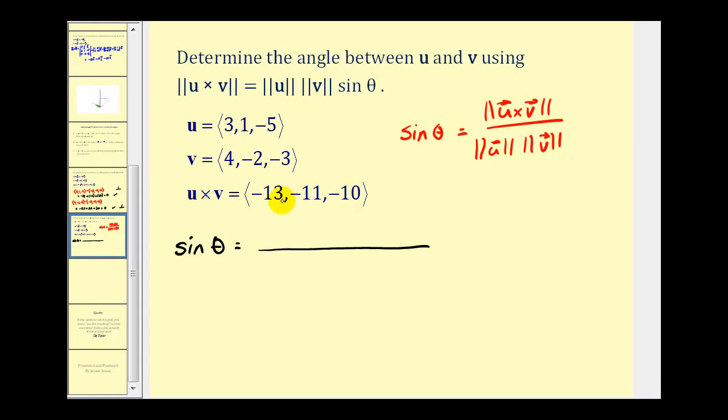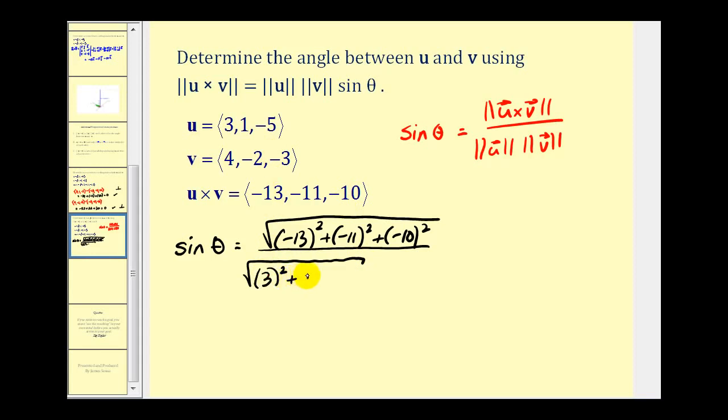So here's u cross v. We need to find the magnitude of this. We have the square root of negative 13 squared plus negative 11 squared plus negative 10 squared. Our denominator is going to consist of two different square roots. First, the magnitude of u, the square root of 3 squared plus 1 squared plus negative 5 squared. Multiply this by the magnitude of v, so we'll have the square root of 4 squared plus negative 2 squared plus negative 3 squared.